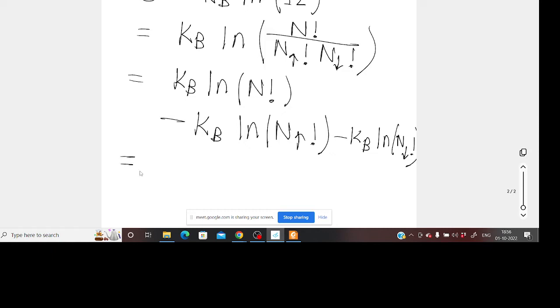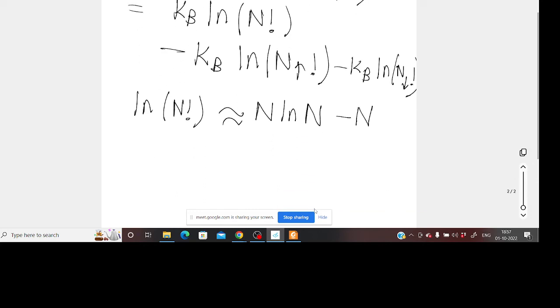Now I'll use Stirling approximation. What's that? ln n factorial is equal to n ln n minus n. This I will write as n log n minus n. But this approximation is valid only for large n. That's why I was telling that the large n limit is important for this equivalence.